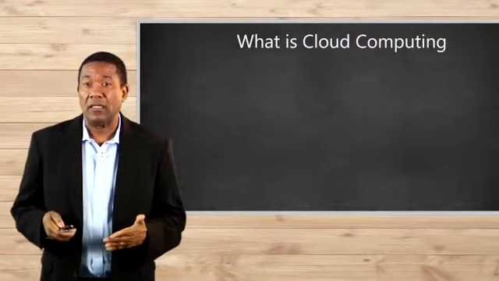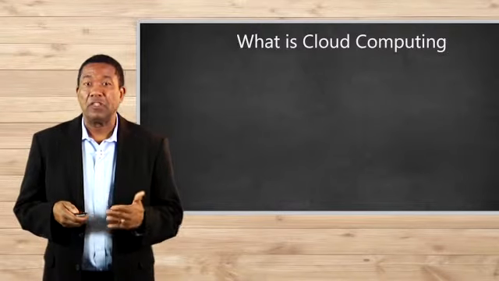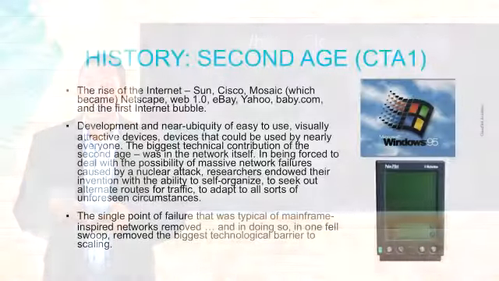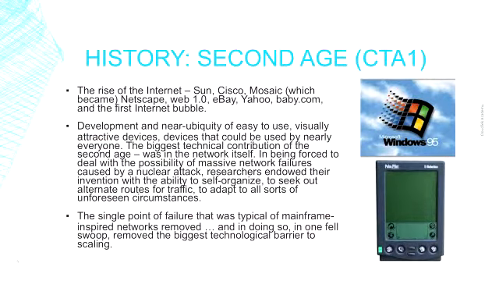In the second age, you saw the rise of the internet. Companies like Sun and Cisco went to Web 1.0. eBay, Yahoo, Pets.com, and other companies created the first internet bubble. The development and introduction into the marketplace of easy-to-use, attractive devices that could be used by just about everyone drove more use across the internet.